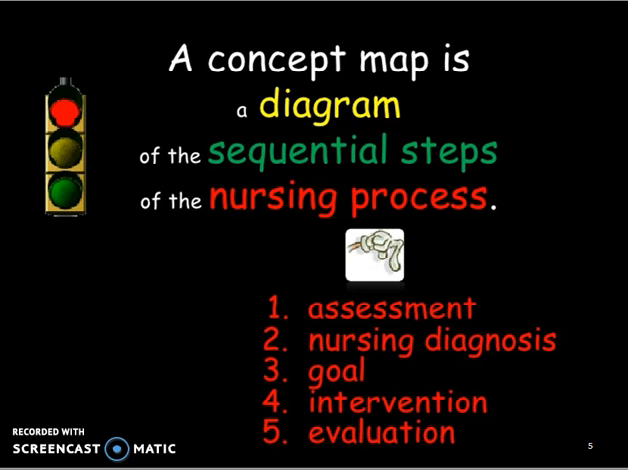A concept map is a diagram of the sequential steps of the nursing process: assessment, nursing diagnosis, goal, intervention, and evaluation. Applying critical thinking to care situations necessarily means utilizing the fundamental problem-solving skills of nursing, traditionally expressed in the terms of assessment, diagnosis, intervention, and the evaluation of the nursing intervention's effectiveness.